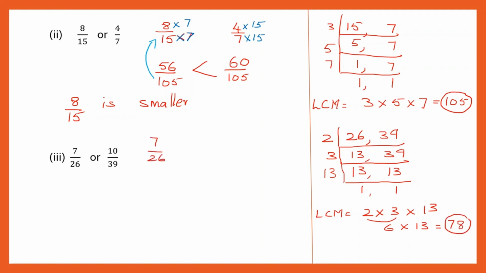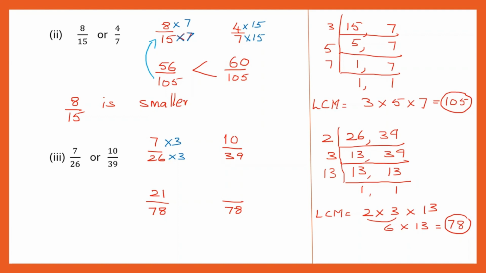So the fractions are 7/26 and 10/39. And my new denominator is going to be 78. For both the fractions, it's going to be 78. Now 26 into what will give me 78? 26 into 3 is equal to 78. So 7 into 3, 7 3s are 21.